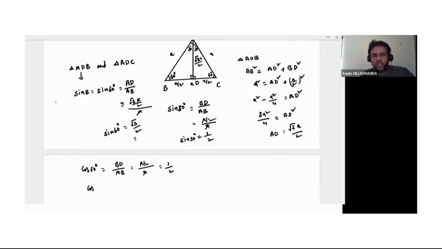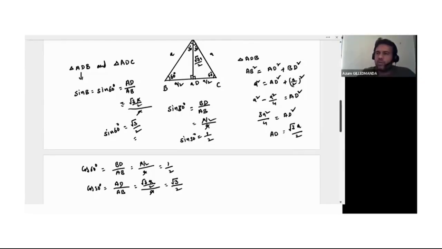Similarly, what is cos 30? 30 is this angle and the adjacent side is this. So AD is the adjacent side for 30 degrees. So AD by AB. What is AD? Root 3A by 2 by A. So A gets cut and you get the value of root 3 by 2.